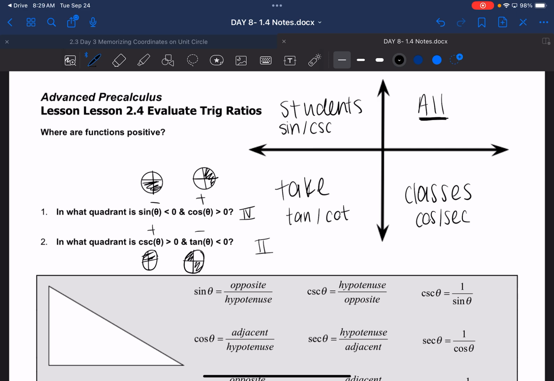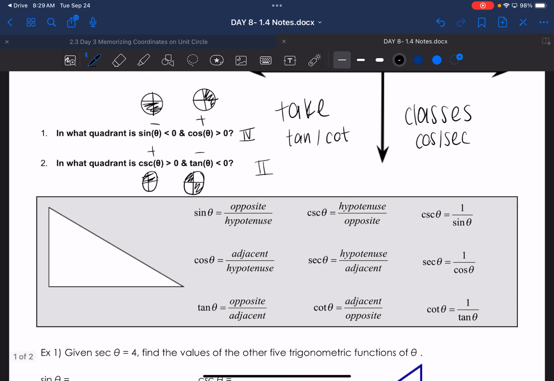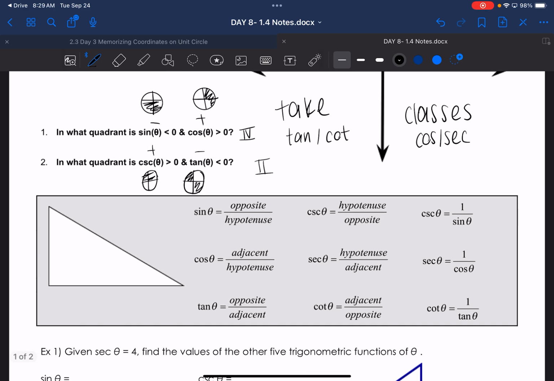Okay. All right, then they remind us of our ratios over here. Sine being opposite over hypotenuse, cosine adjacent over hypotenuse, tangent opposite over adjacent. And then they remind us that cosecant, secant, and cotangent are the reciprocals. So basically flip them over, right? They are saying that can also be written in this way.